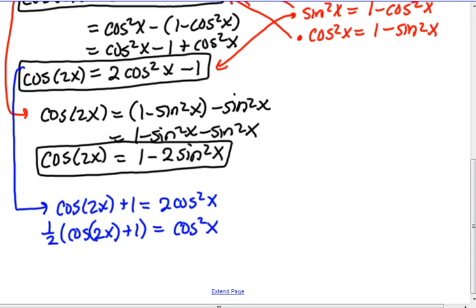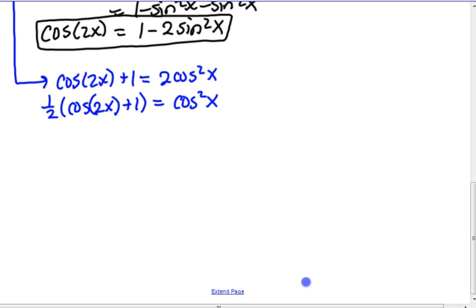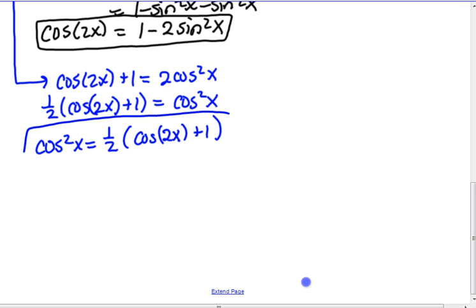So this is another property, and what's useful about this, particularly in calculus, is that it's easy to take the derivative of the cosine of 2x, not so easy to take the derivative of cosine squared of x. So I can write cosine squared of x in terms of just cosine, an unsquared cosine function. It's a lot easier to work with in calculus. So that property is cosine squared of x is equal to 1/2 cosine of 2x plus 1. So there's the fifth property.